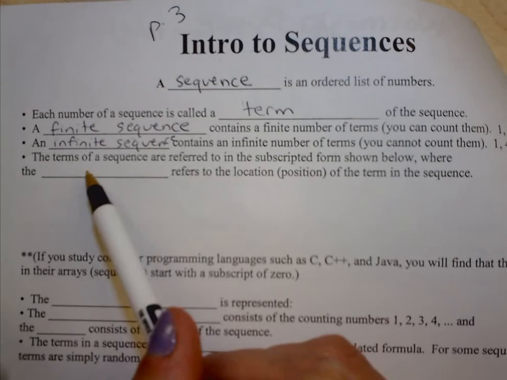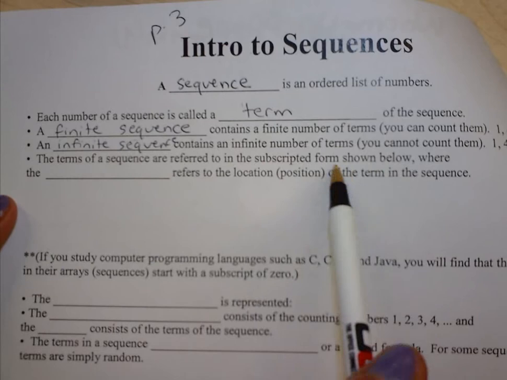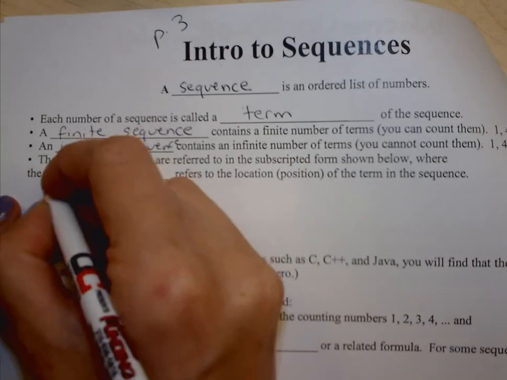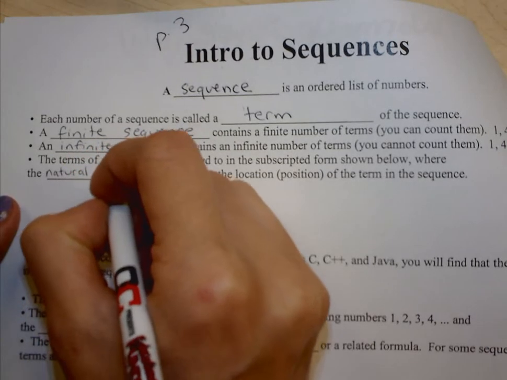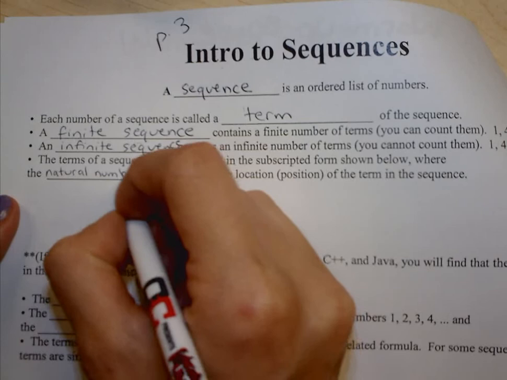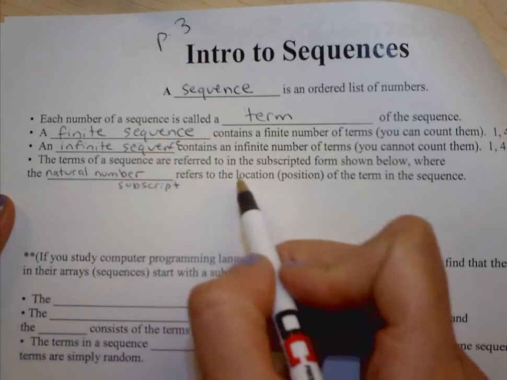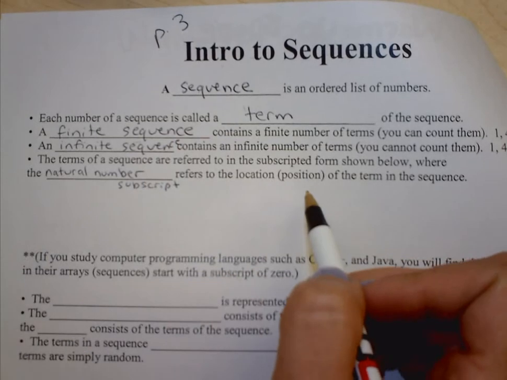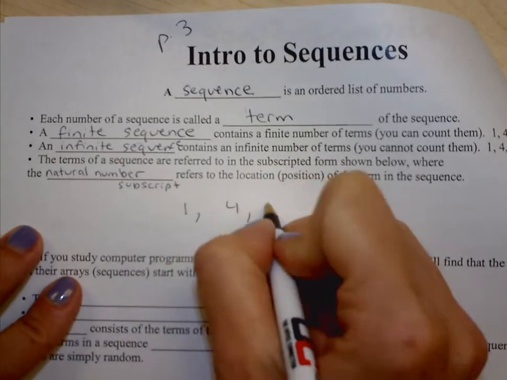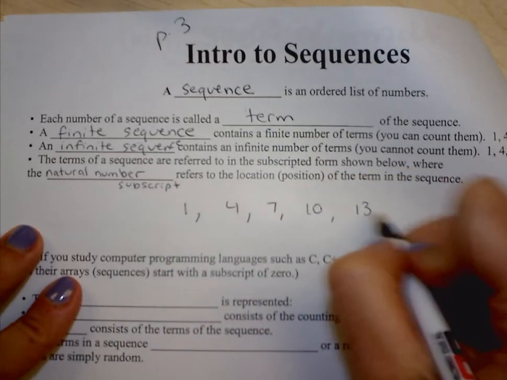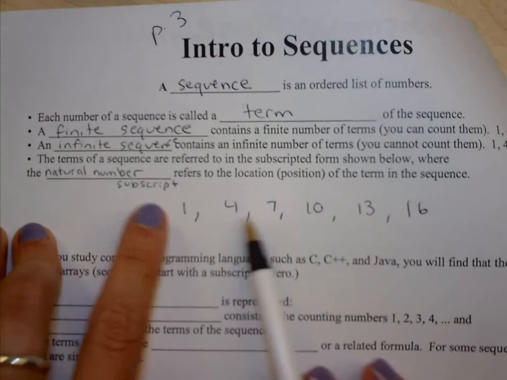The terms of a sequence are referred to in the subscripted form shown below, where the natural number subscript refers to the location of the term of the sequence. What I mean by that is, this is an example of a sequence: 1, 4, 7, 10, 13, 16. This is a sequence because it's just an ordered list of numbers.